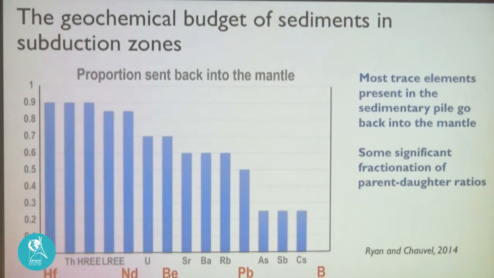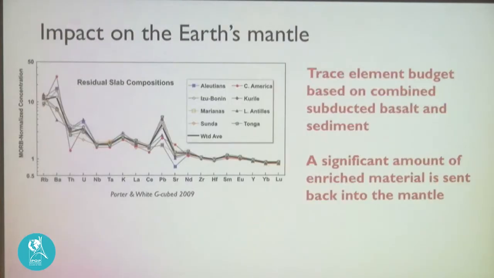It's not the case for these elements, and for example, lead, it's only half of the lead that's sent back into the mantle. And there is a range in between. So that creates significant fractionation of isotopic parent-daughter ratio again. And that will affect the long-term composition of the mantle.